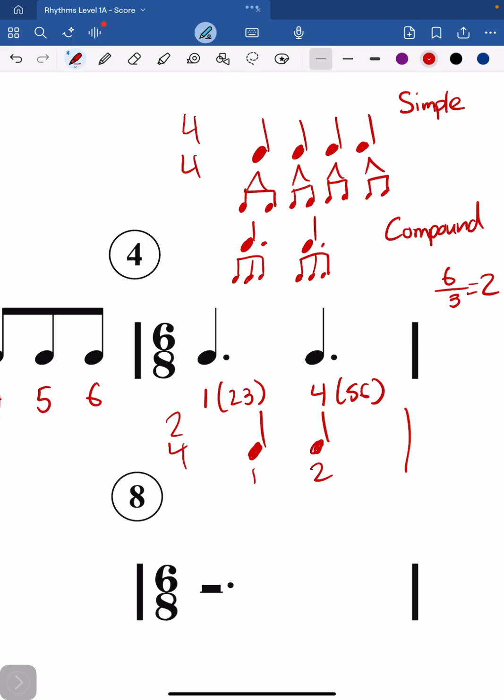So that's your explanation of simple and compound time, and that's also how we would clap and count number 4.